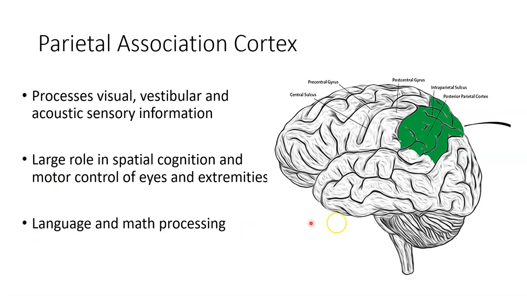It also has a large role in spatial cognition and motor control of the eyes and extremities, because again, this is very important when you conduct any type of fast movements, specifically sport-related movements, or even simple walking requires spatial cognition, which means realizing where your body is in space, as well as motor control of your eyes and extremities. And finally, this area also helps with language and math processing.